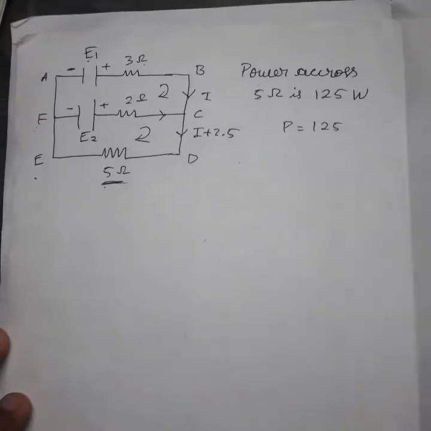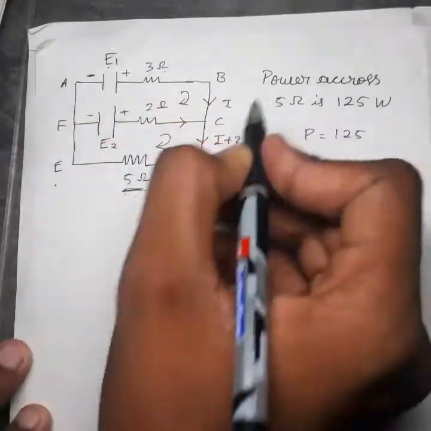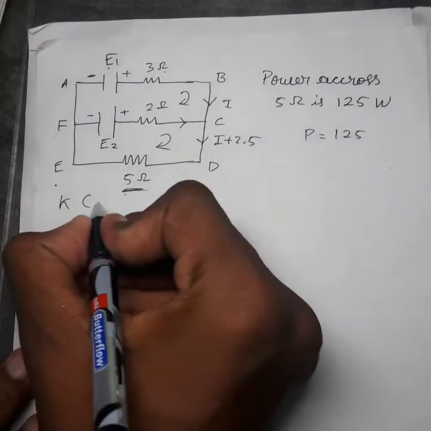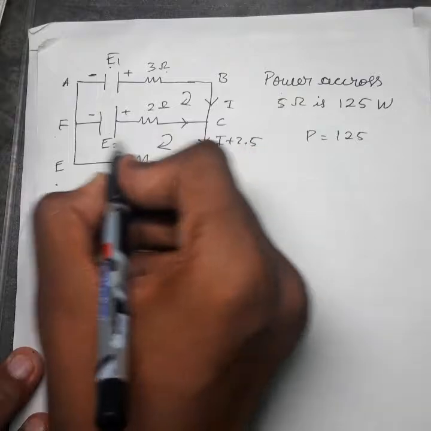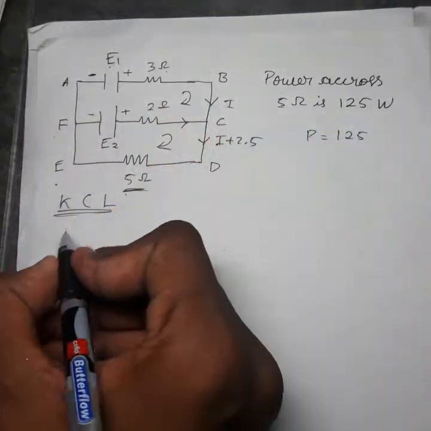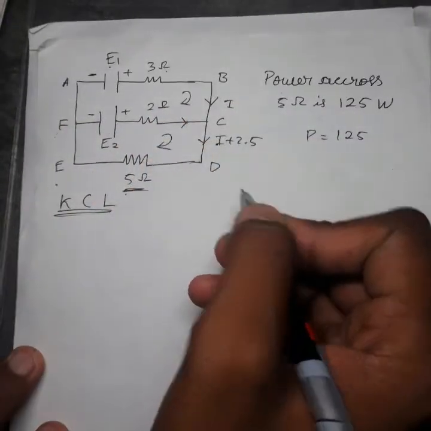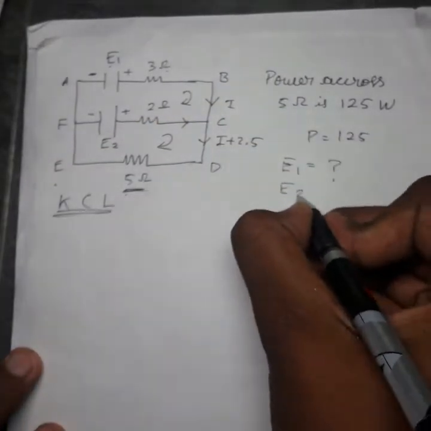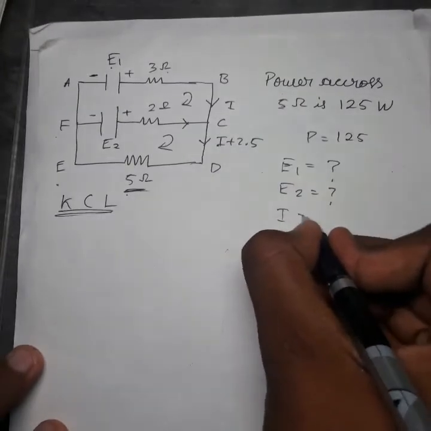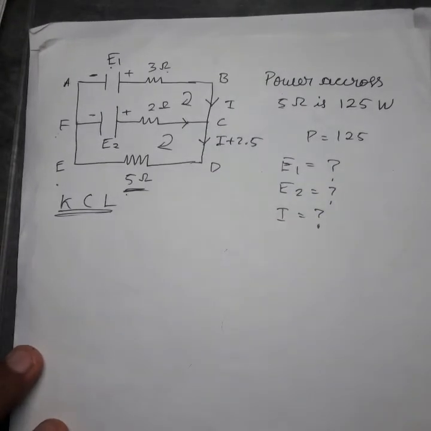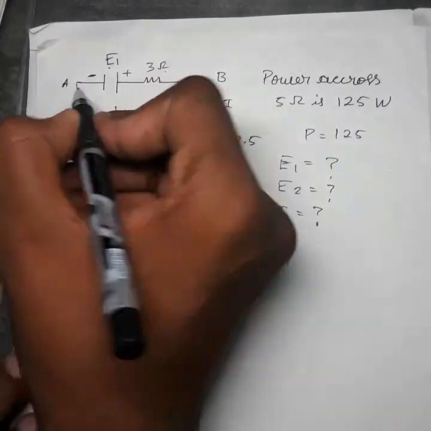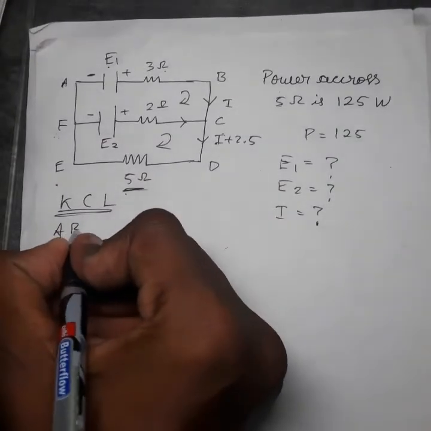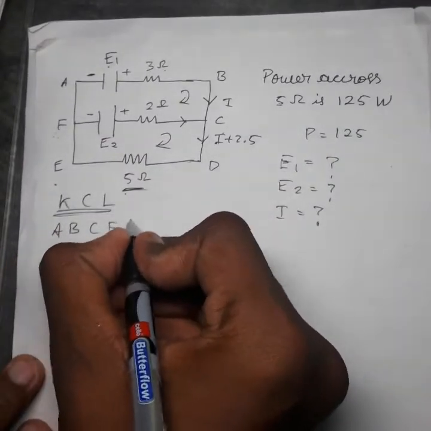It's our wish, and I'm going to take A, B, C, F, A as first node, and I'm going to apply KCL for this loop and obtain an equation, and then solve for E1 and E2 as well as the total current I. Applying KCL on the A, B, C, F, A loop, we would get A, B, C, F, A.